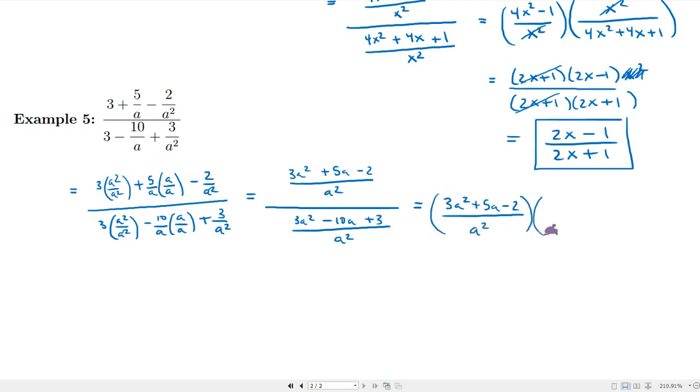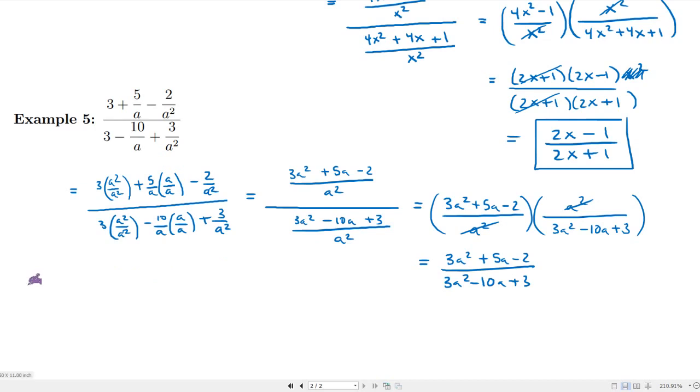Okay, now that we've actually done this a few times, I can point this out to you, and you can see this here. If you ever get a fraction like this, you don't have to remember this, but you notice that it reduces. And so we immediately just have 3a squared plus 5a minus 2 over 3a squared minus 10a plus 3. So you see that this is actually a special situation. You don't have to remember this, but it's good to see why this is true.